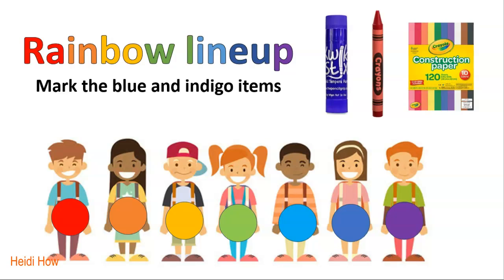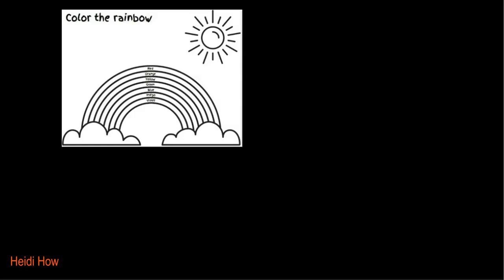And again, I recommend marking the blue and indigo items. So if you have, even with construction paper, if you write indigo on the ones that are indigo and blue on the ones that are blue, that will help. And you could just mark them all just in case you have any boys especially that have color blindness. Then we're going to color.